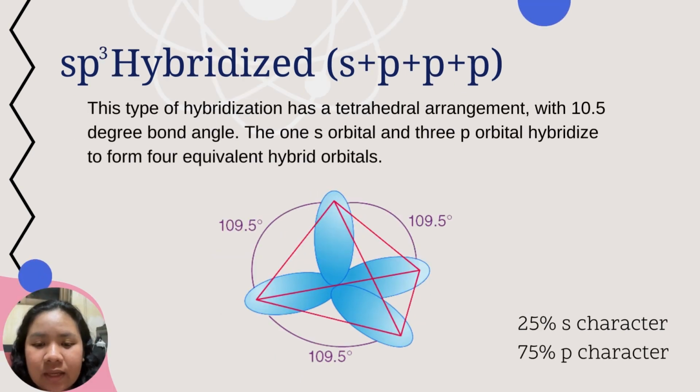sp3 hybridization refers to the mixing of one s orbital and three p orbitals to form four equivalent hybrid orbitals. These hybrid orbitals have a tetrahedral arrangement and are utilized by atoms to form covalent bonds in molecules. This hybridization occurs in molecules where a central atom is bonded to four other atoms or lone pairs, resulting in a geometry with bond angles of approximately 109.5 degrees. One example for this type is methane. Relatively, it has 25% s character and 75% p character.